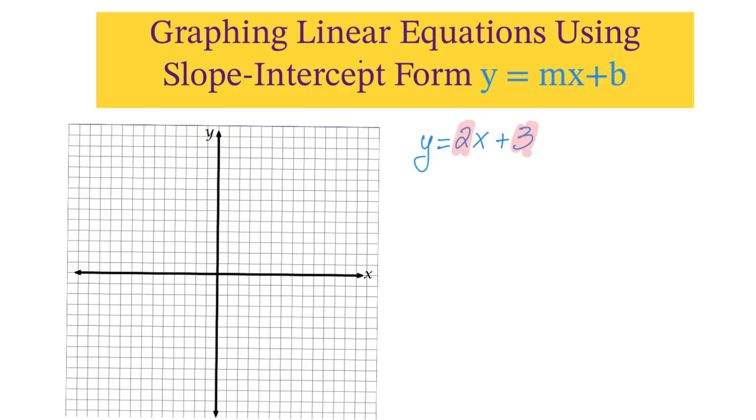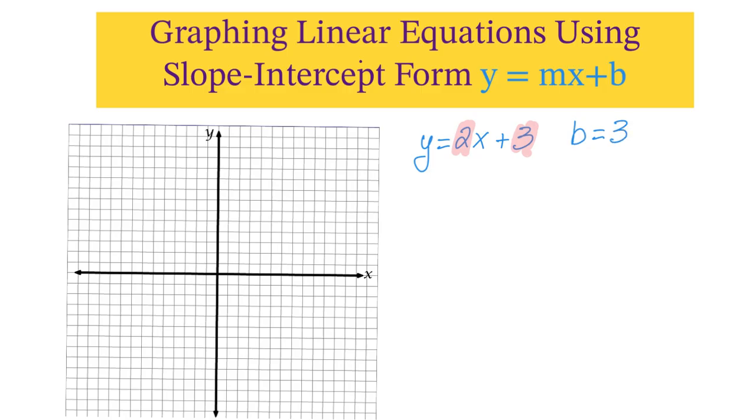Well, our step 1 should be a starting point. So that means we're going to find b. b is the y-intercept. That's where the line crosses the y-axis. Here, our b is the number that is by itself. So let's go ahead and write that. b equals 3.